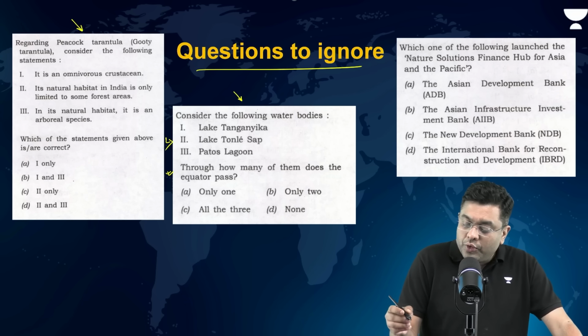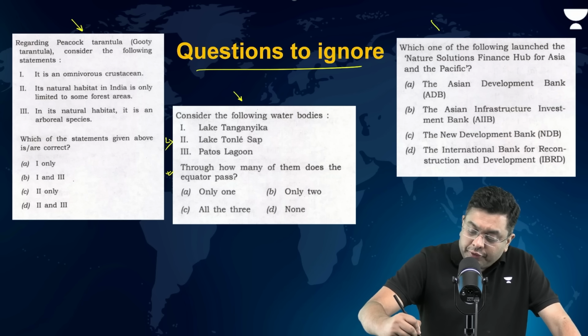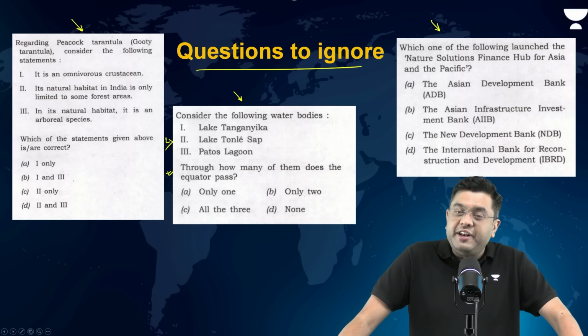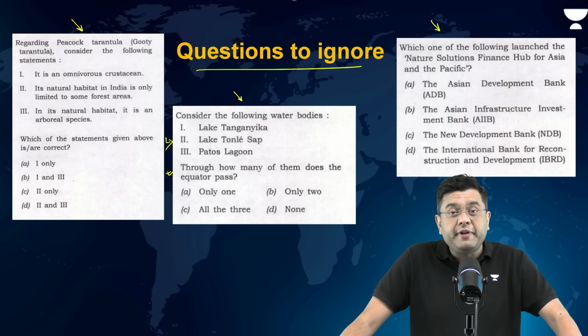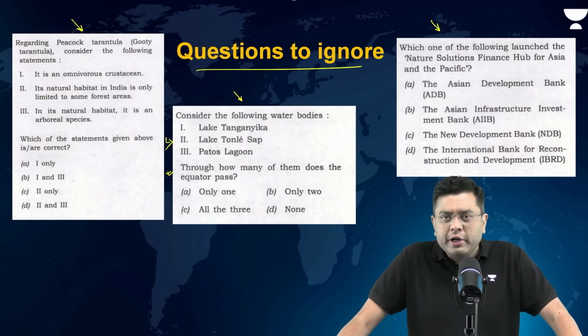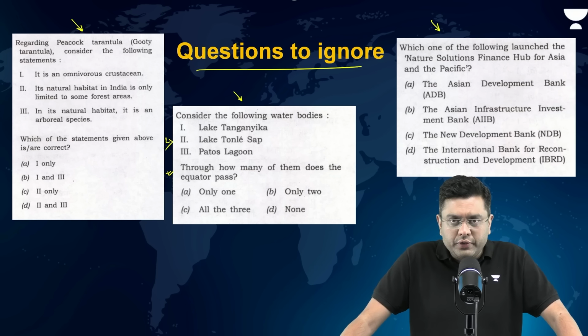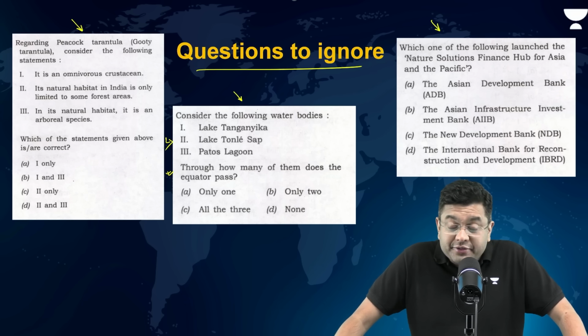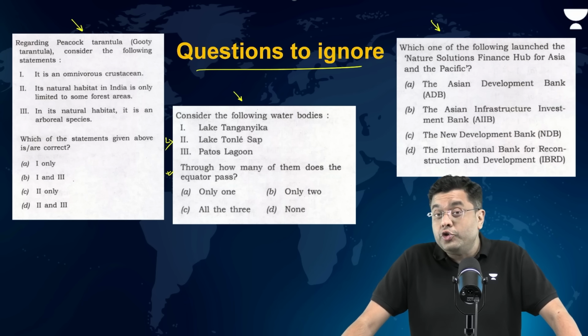Now, for example, which one of the following launched the Nature Solution Finance Hub for Asia and the Pacific? Absolute factual, based on current affairs. You have heard it or you have not heard it. Ignore these questions. Only if it is a desperate situation should you try your hand at these.